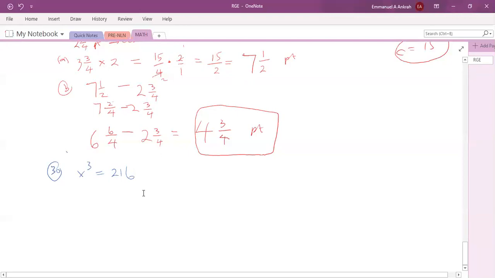I believe for number 30, that should be straightforward. It means which number multiplied by itself 3 times will give you 216. So you can work backwards, right? Take the cube root. So which number multiplied by itself 3 times will give you 216?